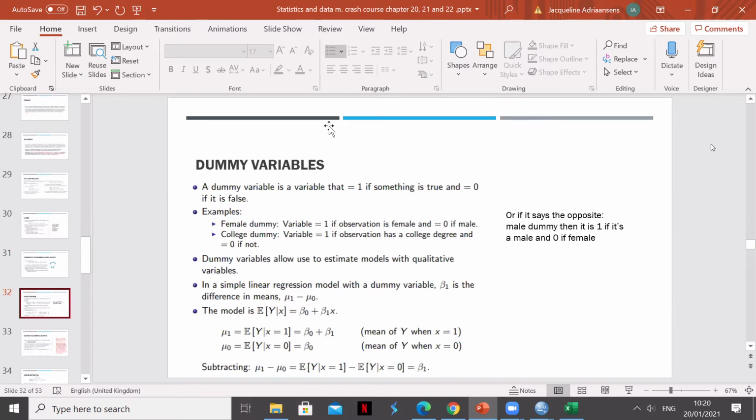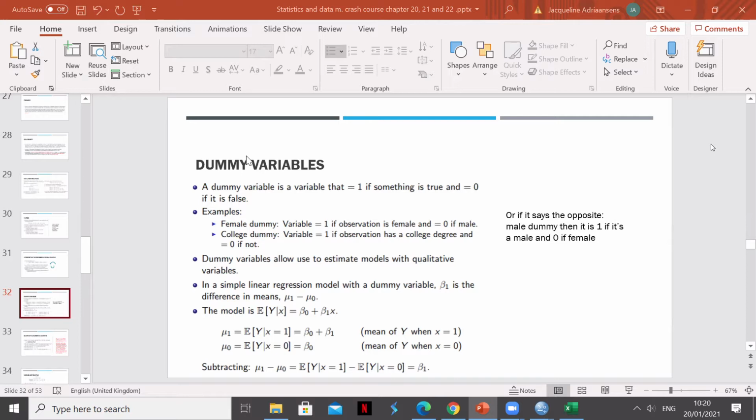Then we go to dummy variables. So what is a dummy variable? Let me see if our participant has joined. No, he has not. A dummy variable is a variable that can take two values, either 1 or 0.